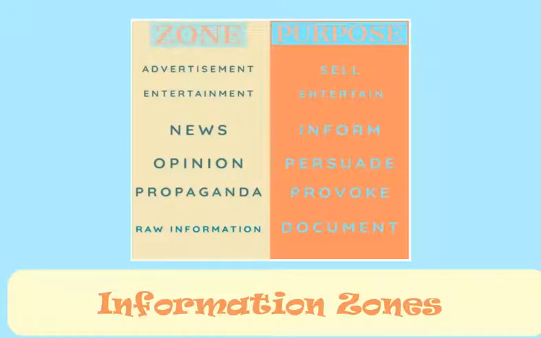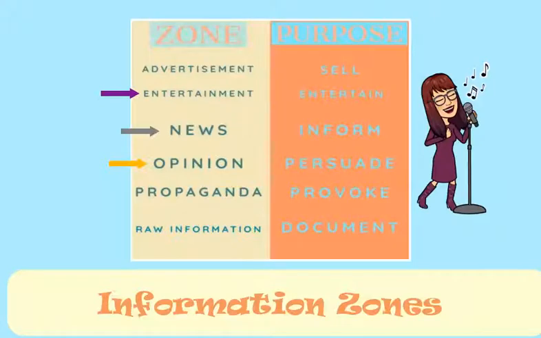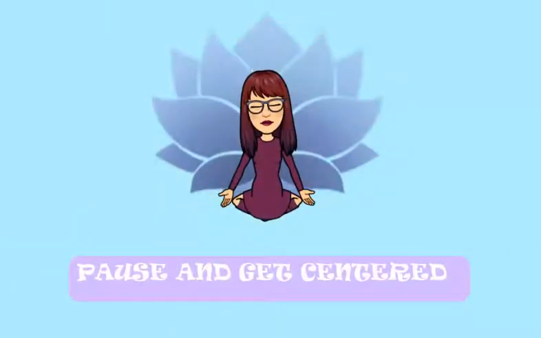Okay, critical thinkers. In our previous episode, we discussed the 6 information zones and their purposes: news to inform, opinion to persuade, entertainment to entertain, advertisement to sell, propaganda to provoke, and raw information to document. Misinformation can fall into multiple zones, but once the intent of misinformation becomes purposeful, not simply a joke or accident, then it is called disinformation. Disinformation is a direct threat to our democracy and the peace in our nation. Confused? Don't worry. It's time to pause and get centered.